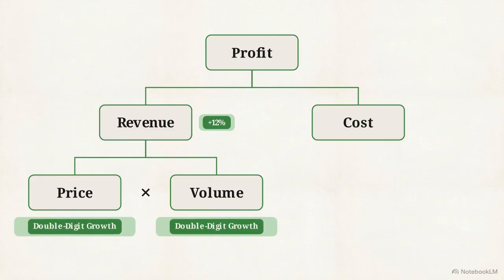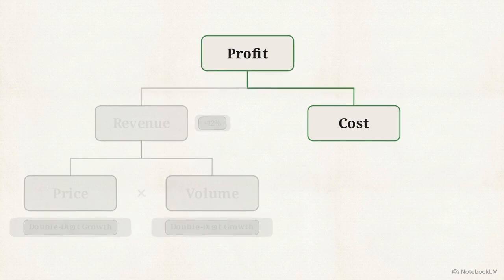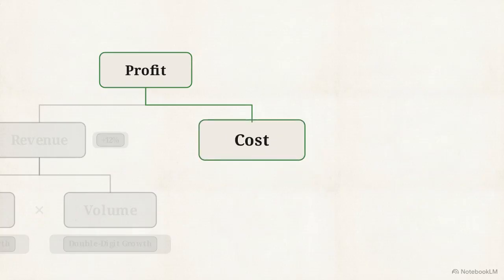Tata Starbucks is reporting double-digit growth in both same-store sales and total revenue. Volume and pricing power remain intact. Since the data contradicts a revenue side failure, we can remove it from our investigation. This forces us to focus strictly on the opposite side of the ledger, the cost branch.